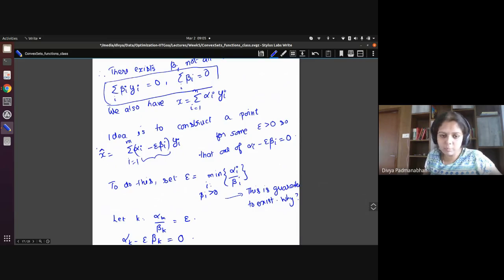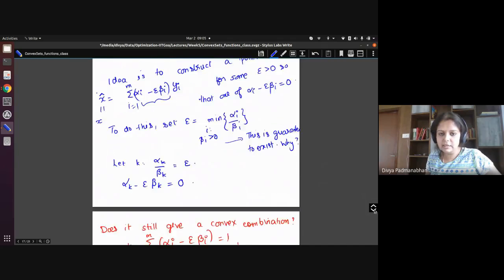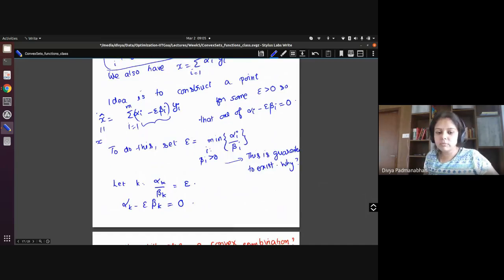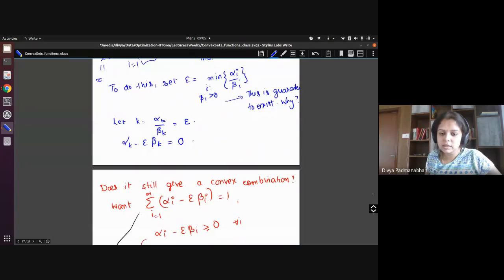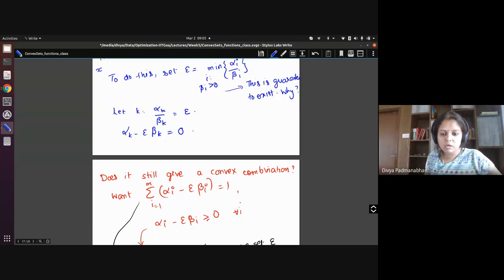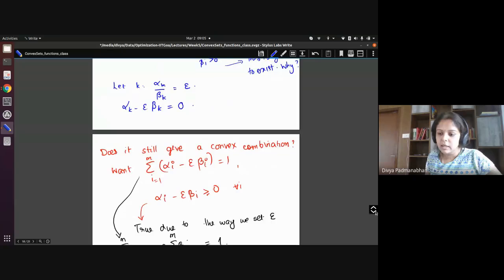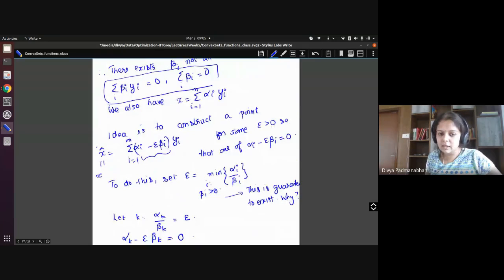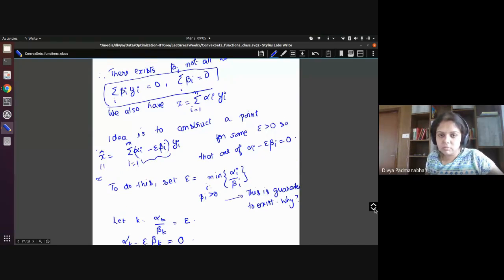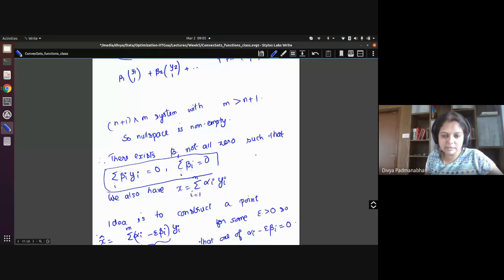This is the same point x, so this is actually x itself, as we'll see now. It's the same point, but with one of the components removed. So why is this the same as x? That's because you still have that the summation of alpha minus epsilon beta is 1, because of the way we have set the epsilons. And this is still x tilde because the betas were chosen such that it satisfies this expression.